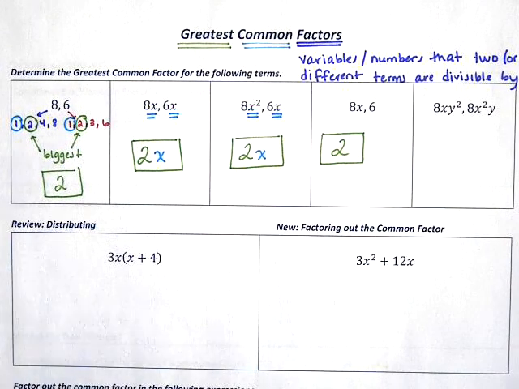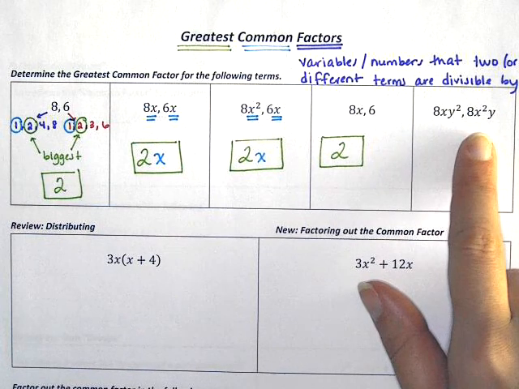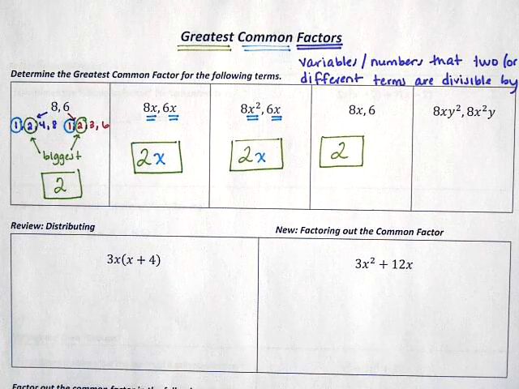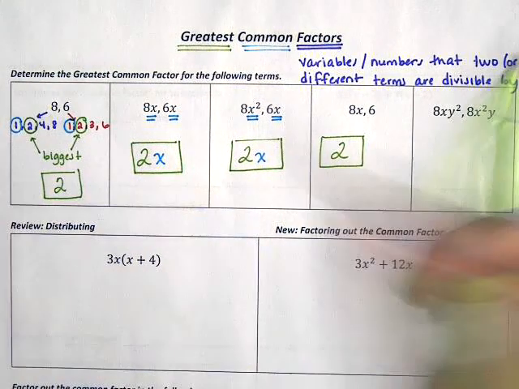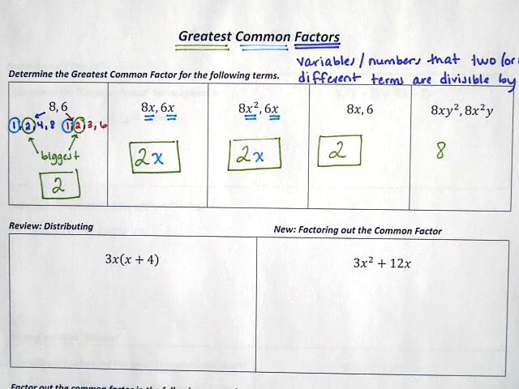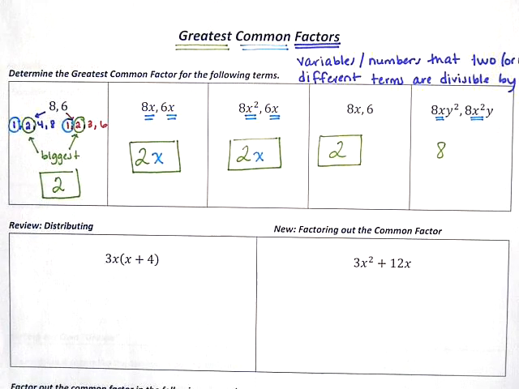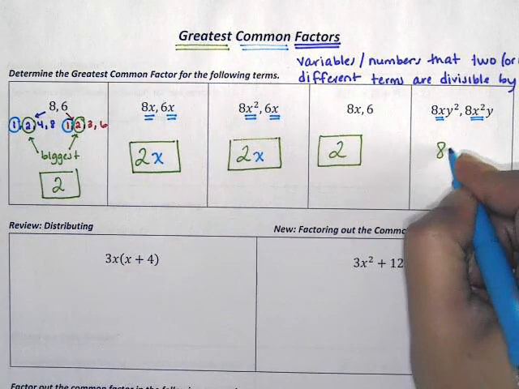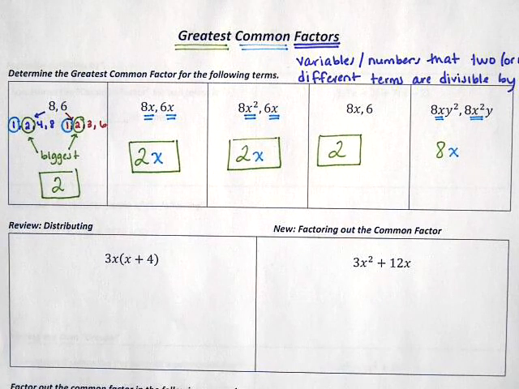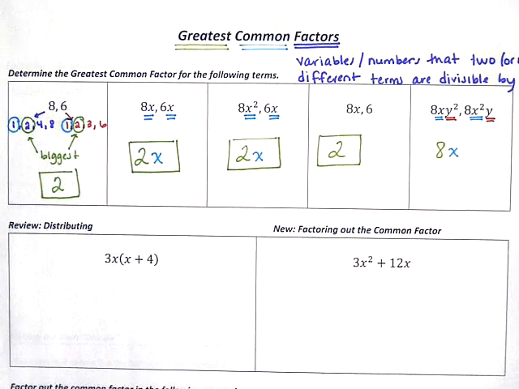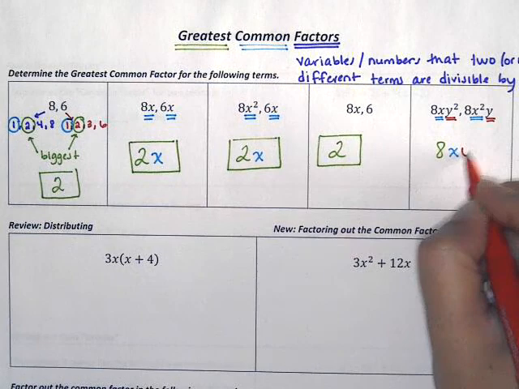Last but not least, if we had 8xy squared and 8x squared y. Well, the number that they both have in common is 8. These are both going to be divisible by 8. Then if we look at the x's, this guy has 1x and this guy has 2 x's. So the biggest amount we have in common that we both have is just 1x. And if we look at the y's, this guy has 2 y's and this guy has 1 y. So the biggest amount we have in common that we both have is just 1 y.